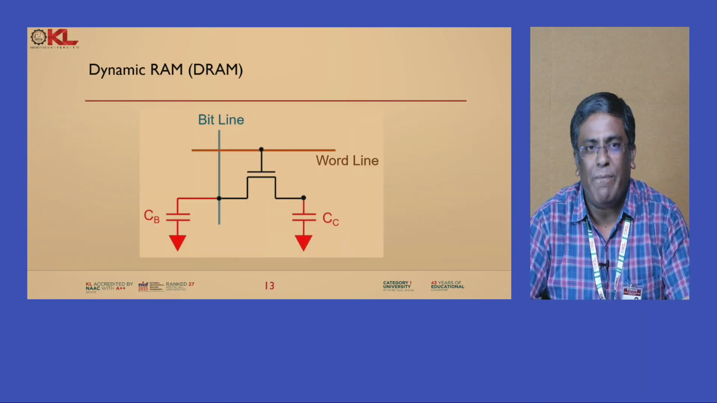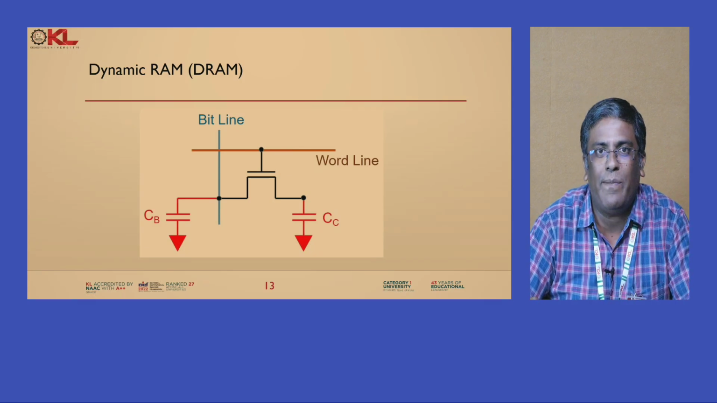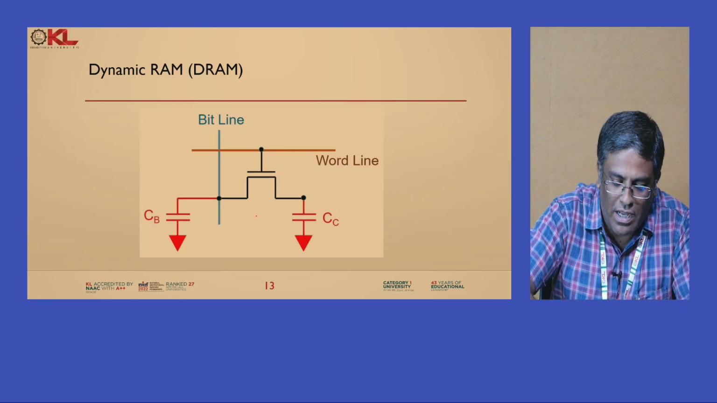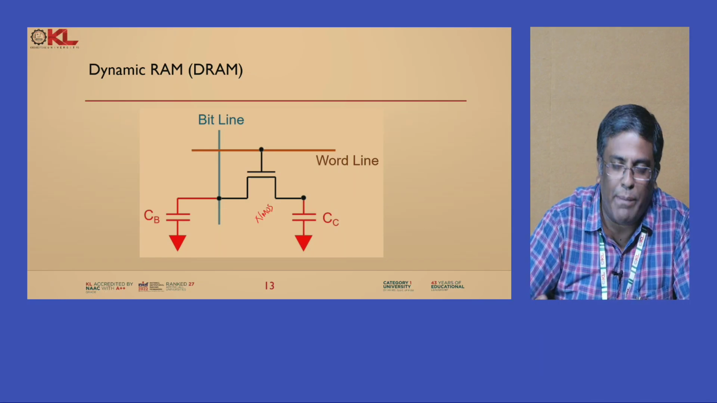Let me come to the DRAM. So the DRAM operation is very simple. When you compare with your SRAM, there is no complexity, because we have only one MOS transistor available over here, and that too, we are using one NMOS device. And here we have 2 capacitors.